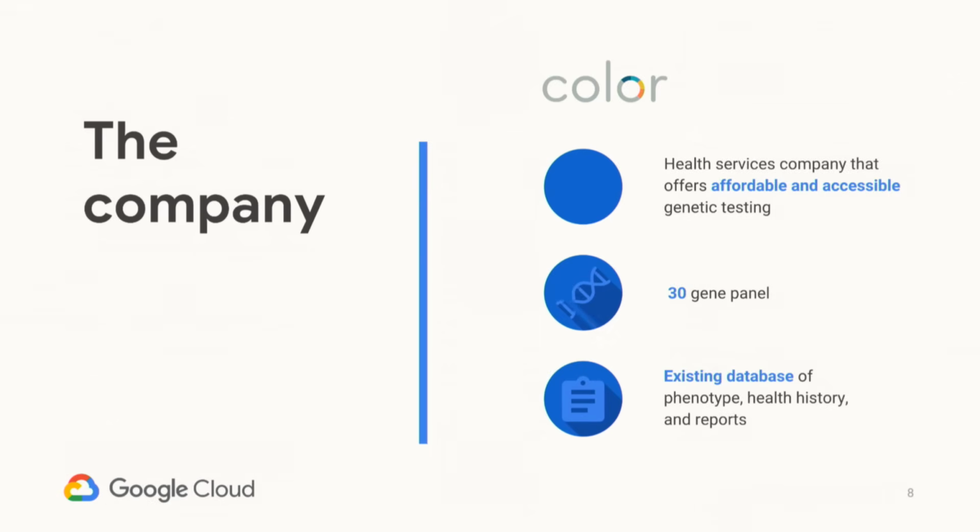So Color is a health services company. They offer very affordable and accessible genetic testing. And they have a 30 gene panel in cancer. And they also had an existing database of phenotypic data, some health history data, and report data that was sitting in a Postgres database.